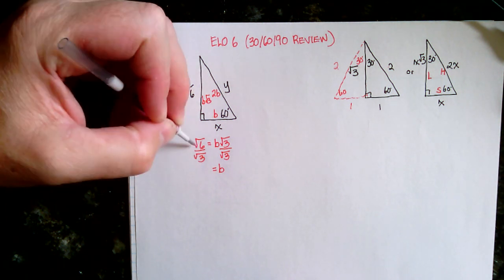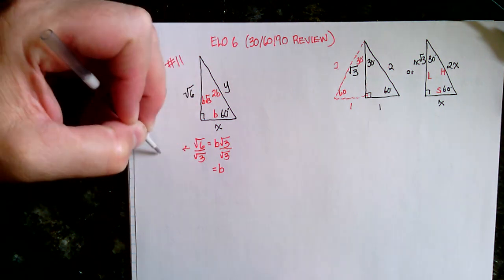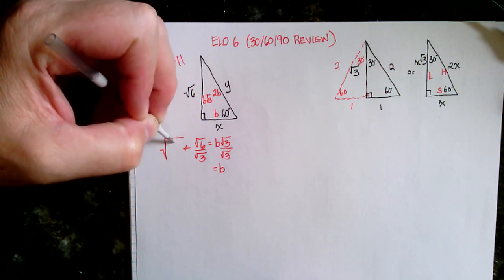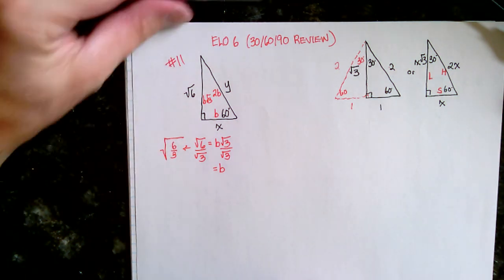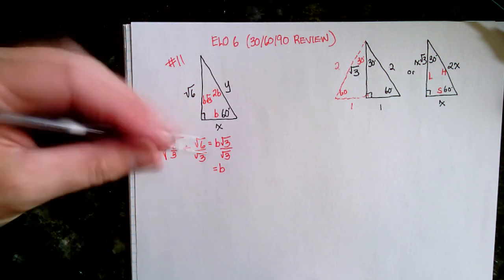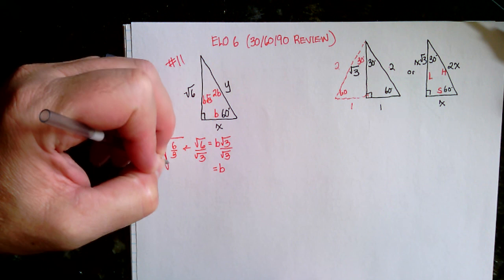People often confuse whether or not they can just divide these numbers. Remember, this is the same as this, 6 over 3, which can be reduced. So it ends up being root 6 divided by root 3 is root 2.